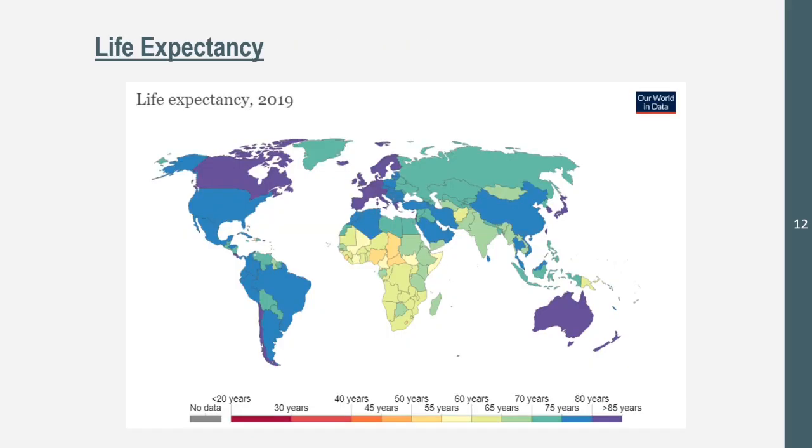Now let's get into life expectancy. So we're going to get into all these individually, all 3 things that contribute to the Human Development Index. So let's look at life expectancy. So sub-Saharan Africa, lower life expectancy. Western Europe, Canada, Australia, Japan, they got a higher life expectancy. Now, why is America not up there in the purple with life expectancy?